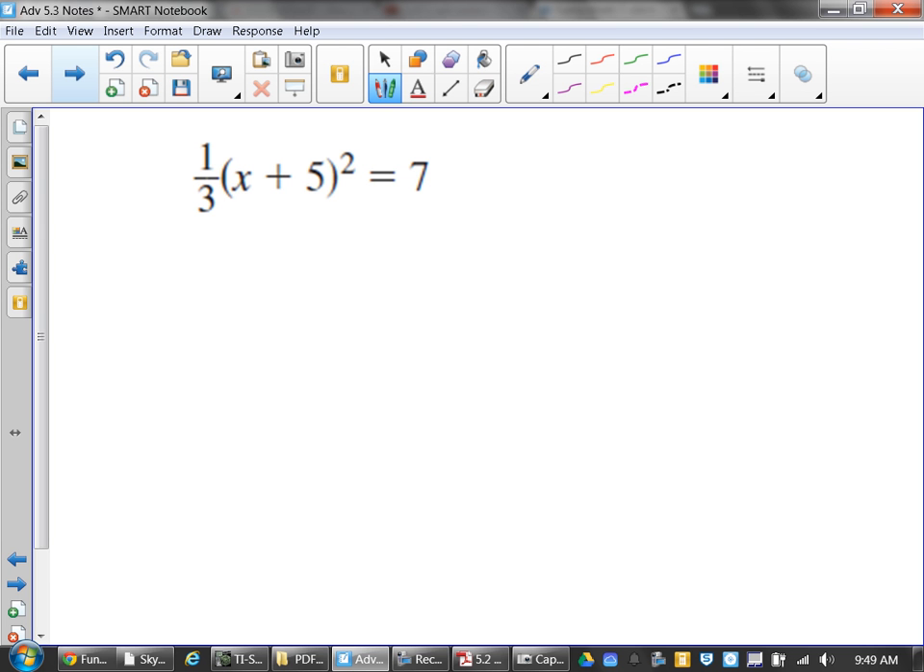Alright, so how do you undo a fraction? By its opposite, which is called the reciprocal. Multiply both sides by 3. And now you get x plus 5 quantity squared equals 21.